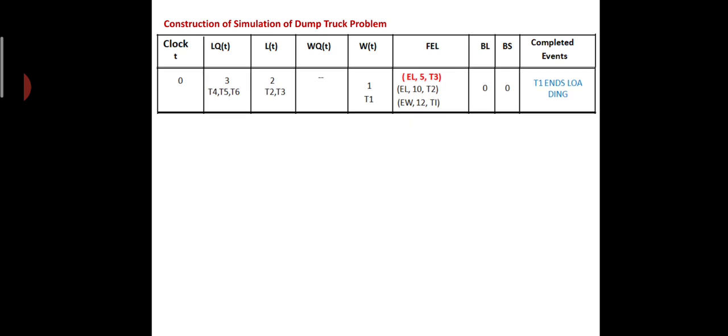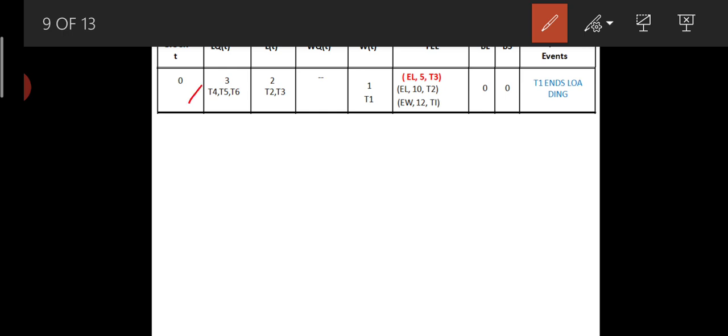At time 0, according to the given assumption, 3 trucks are present at the loader queue, they are T4, T5, T6, and 2 trucks are present at the loading point, they are T2 and T3. The weighing queue does not have any trucks, and W(t) has only one truck which is currently being scaled. We list out the event notices and select the ones which are going to happen very soon in the near future. We have to consider 2 end loading events every time and 1 end weighing event, because 2 loaders and 1 scaling point are currently working.